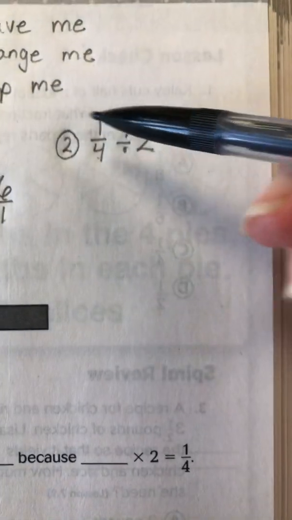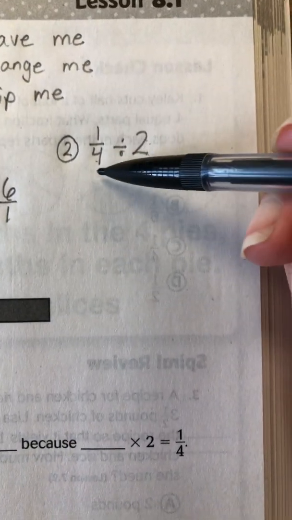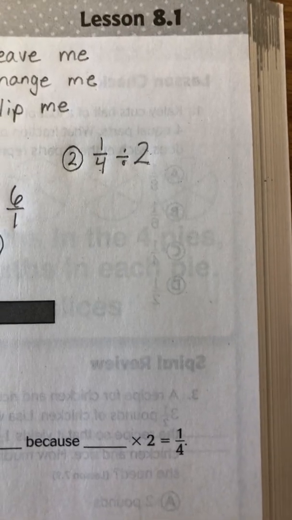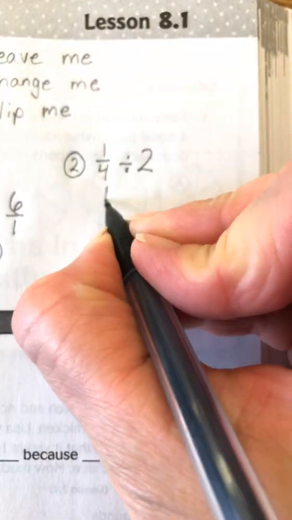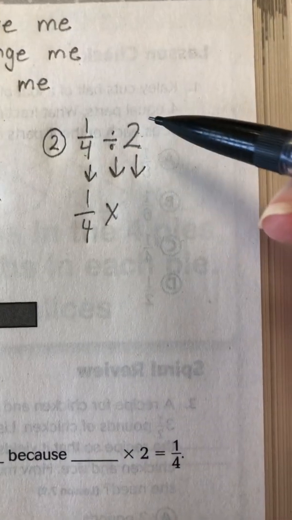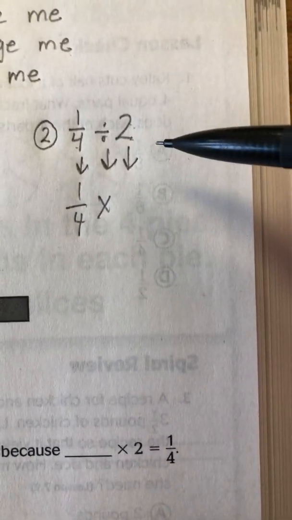Okay? Let's look at another one where the actual fraction comes first and the whole number is second. We're still going to follow the same rules of leave me, change me, flip me. So here we go. Leave me, change me, and flip me.